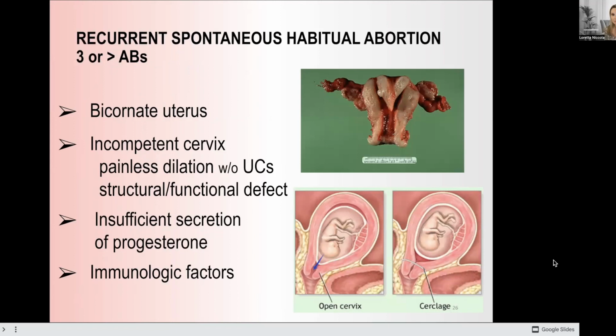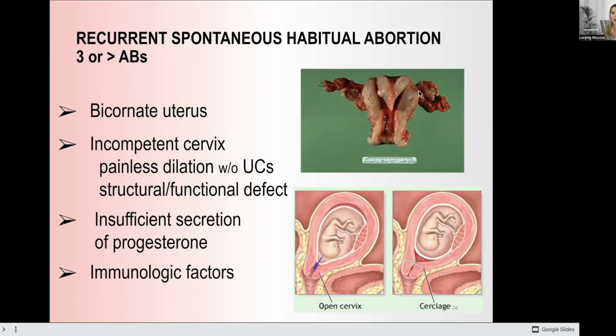All right. Now, the next thing we're going to talk about is habitual abortions. These are also spontaneous abortions, but these are recurrent abortions of 3 or more. So we've got to figure out what's going on. There's some problem here that we may be able to address. So here are some reasons for habitual abortions.